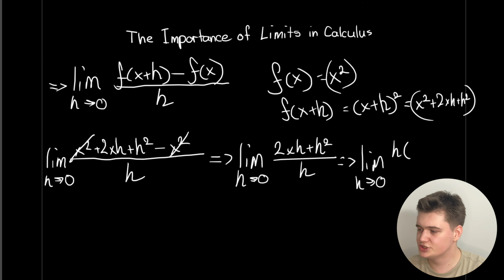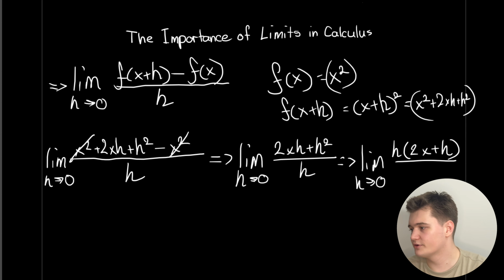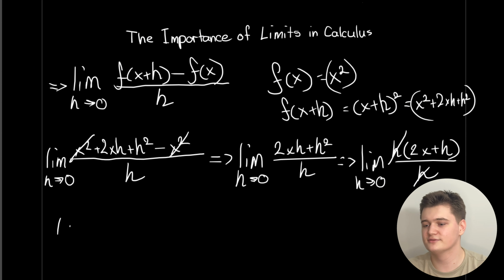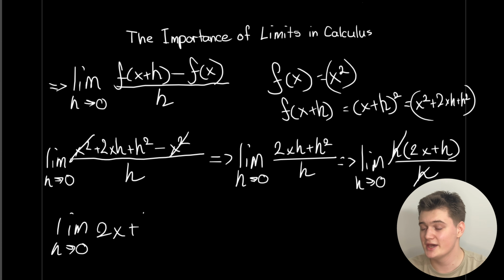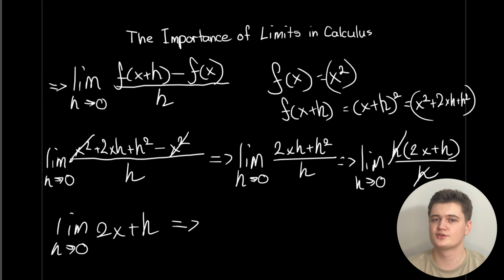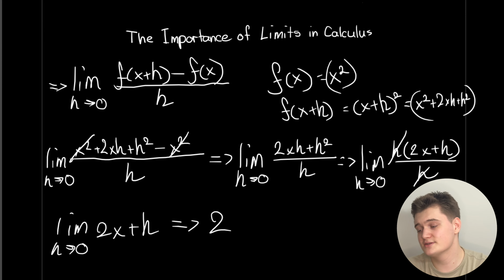So h, 2x plus h over h. We can now cancel these out, and we have limit of h approaching 0 to 2x plus h. And at this point, we can confidently plug in 0 because it's not going to result in a 0 in the denominator, which will give us an error. So we just plug in 0 over here, and it turns into 2x.